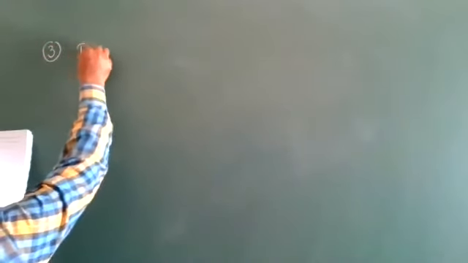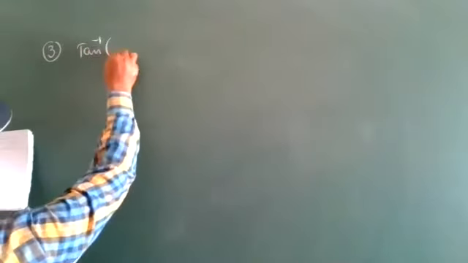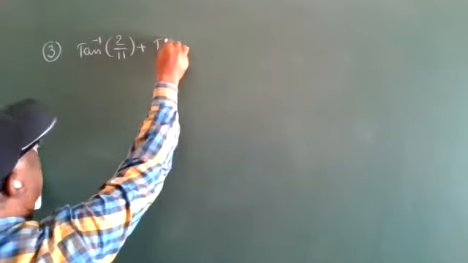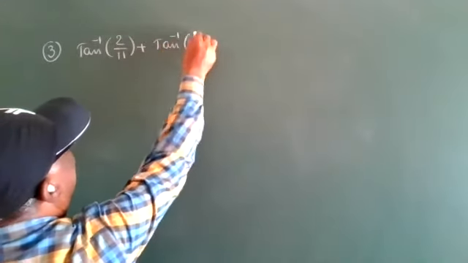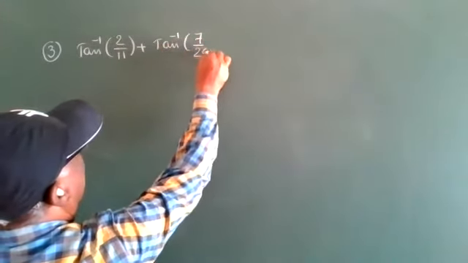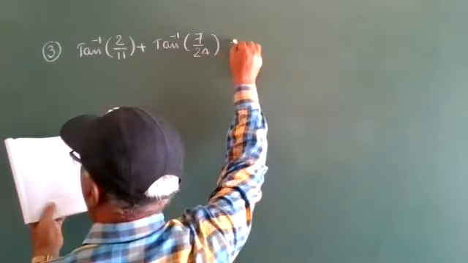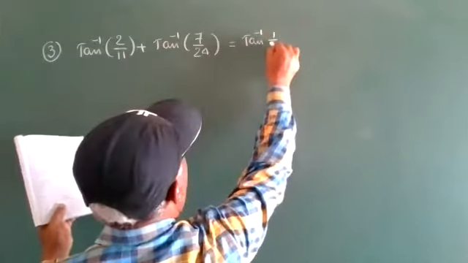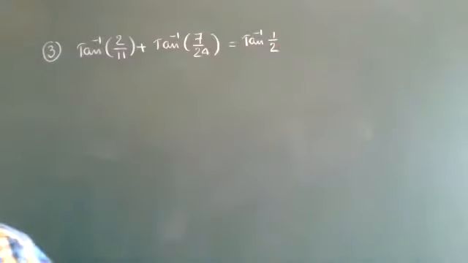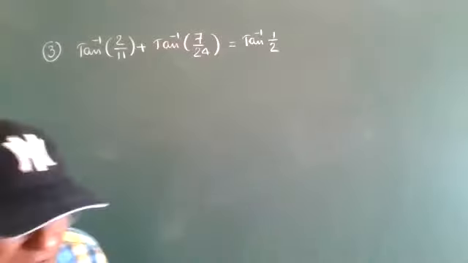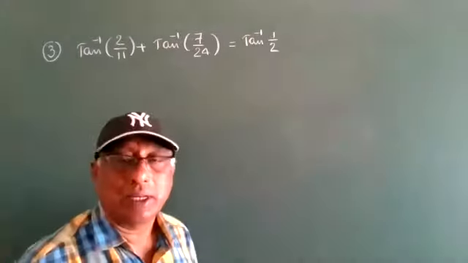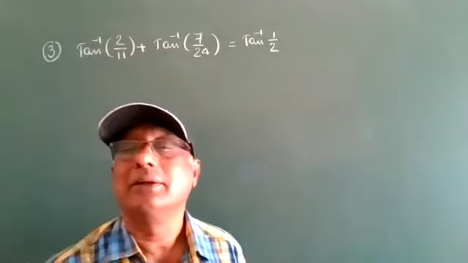The third problem: tan inverse of 2 by 11 plus tan inverse of 7 by 24 is equal to tan inverse of 1 by 2. I am taking the left-hand side and proving the right-hand side. Everyone observe. I am taking the left-hand side.